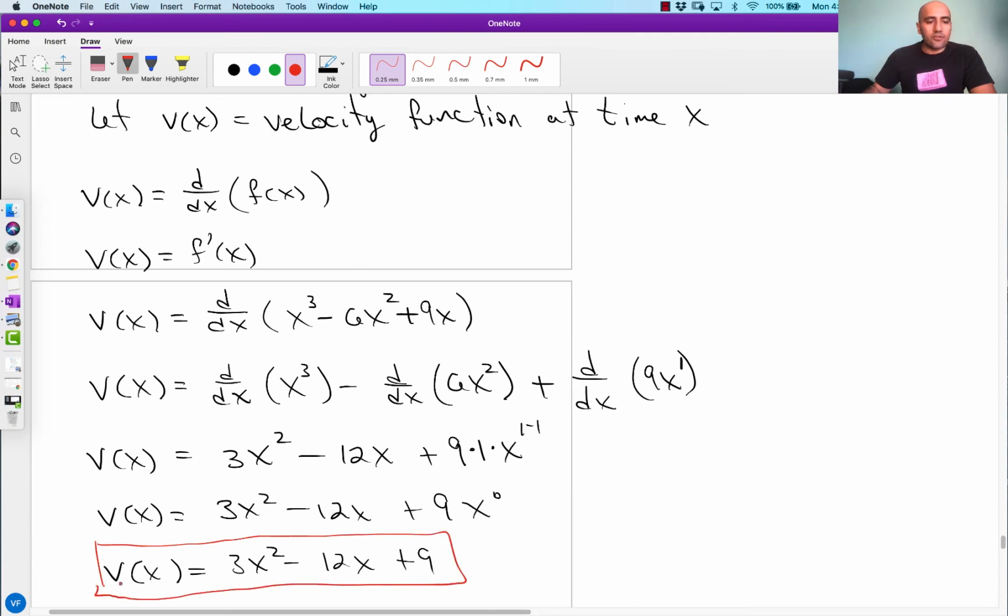The velocity function: input a time value x, and we plug it into this equation, and the output would be the velocity at that time. The f of x function will give you the position at that particular time, whereas this one gives you the velocity at that particular time.